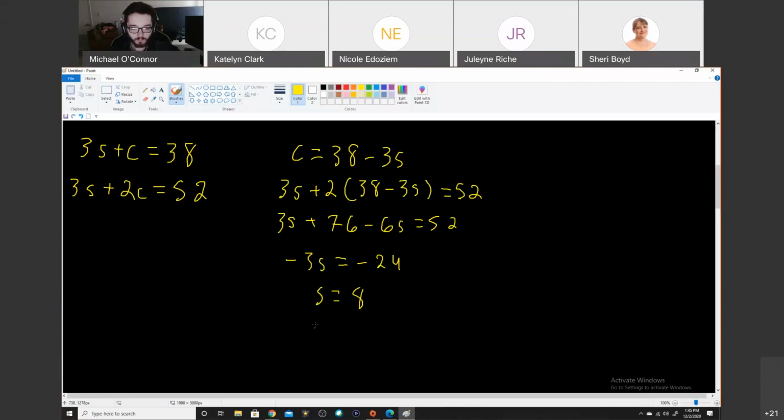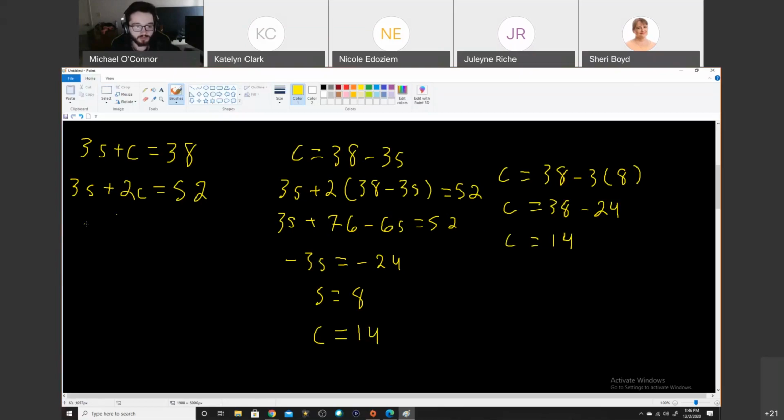Okay. Then I substituted the value of S into the equation for C. So C is equal to 38 minus 3 into bracket 8. C equals 38 minus 24, and then C was 14. Okay, good. Yep, this is right. So C equals 14 and S is equal to 8.